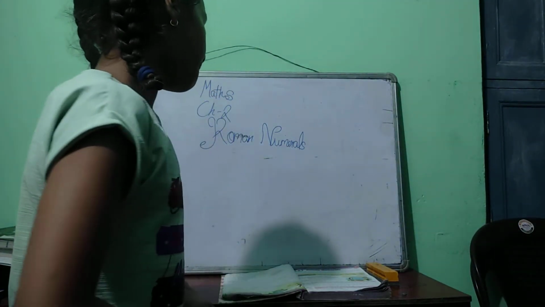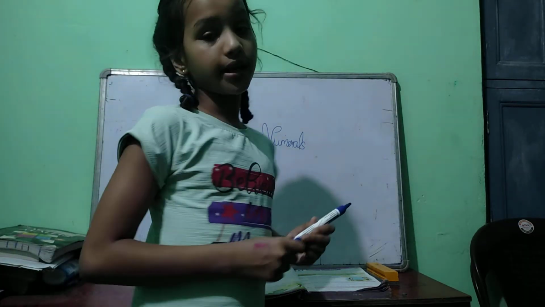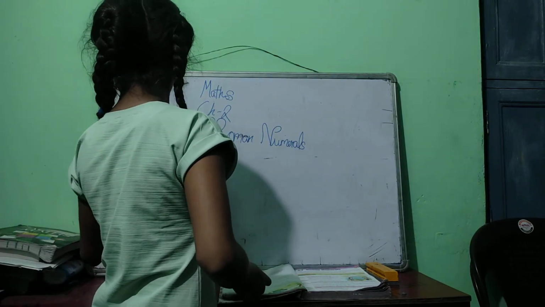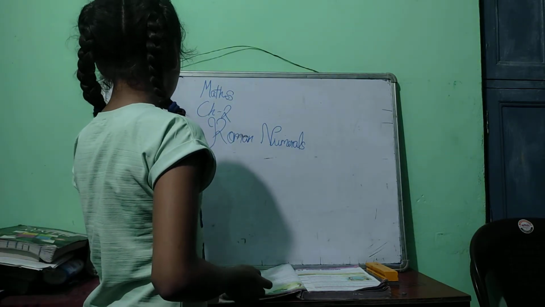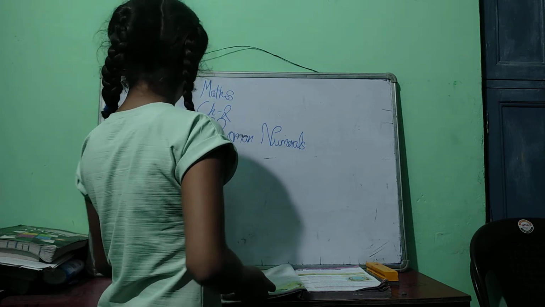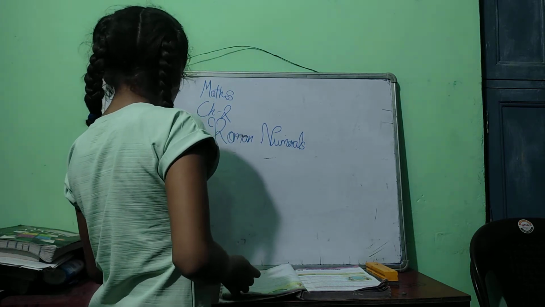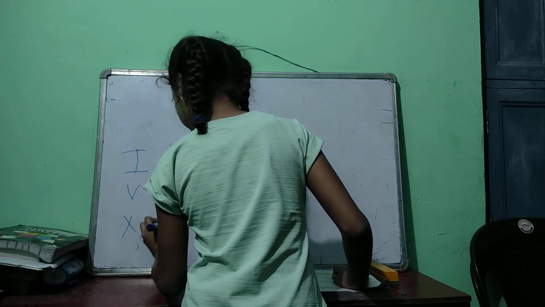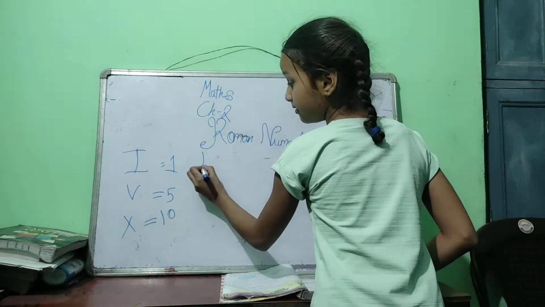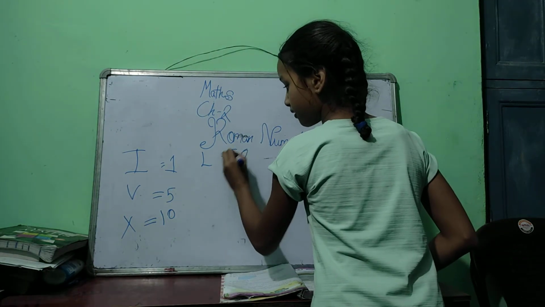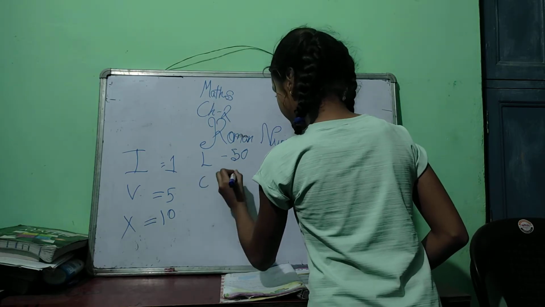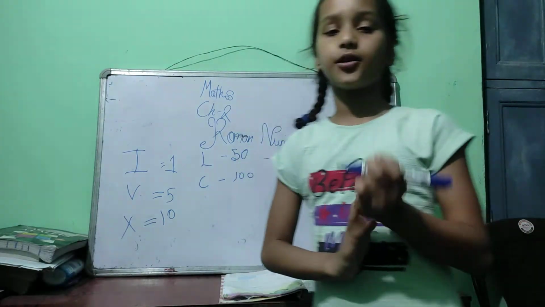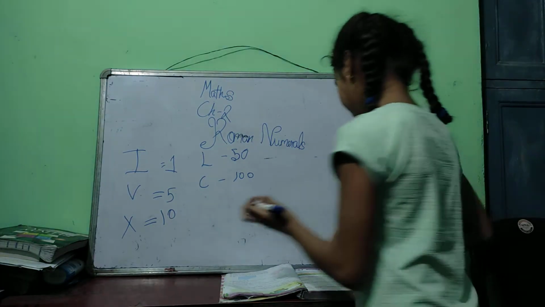Now, tell me some Roman numerals. For example, I means 1, V means 5, X means 10, L means 50, C means 100. Now I have some questions, two types of questions for this chapter.